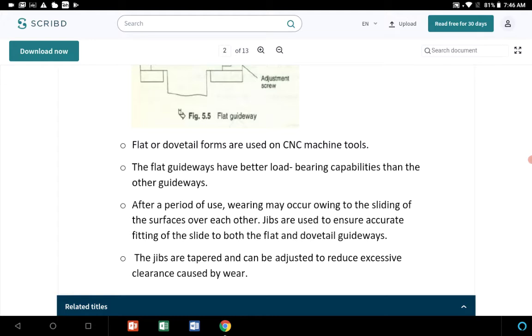They will be categorized depending on the load bearing capabilities. Flat guideways have better load bearing capabilities than other guideways.